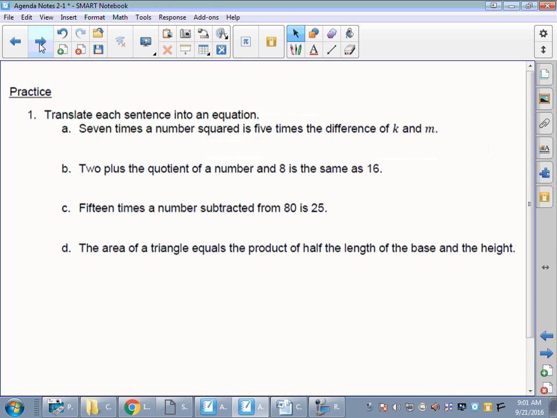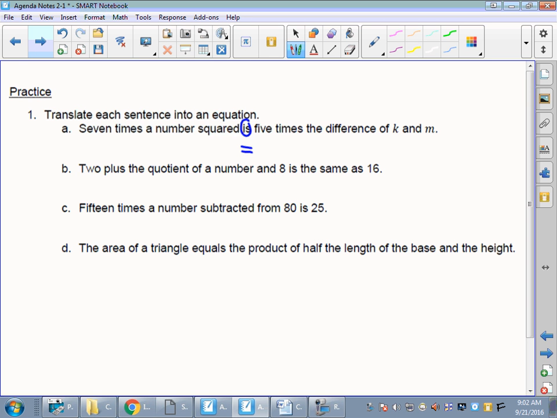So now let's do one or two of these. It says to translate each sentence into an equation. I didn't ask you to solve them. I'll ask you to do that later. So 1a says 7 times a number squared is 5 times the difference of k and m. The first thing I do is I look for the is or the equal sign. So our equal sign is right here. That way I can deal with each half of the equation separately.